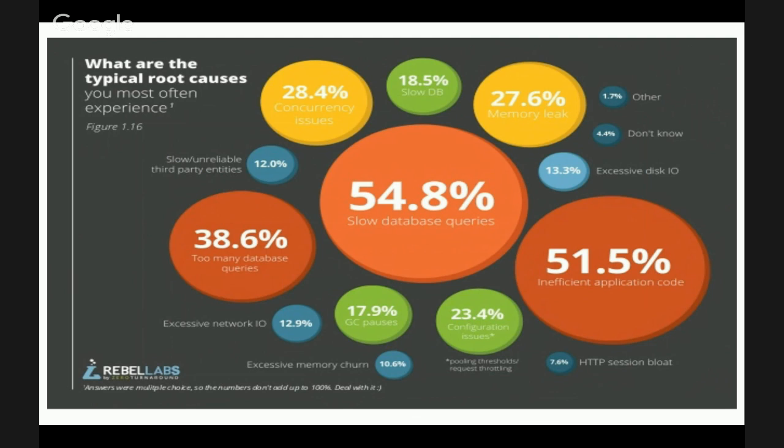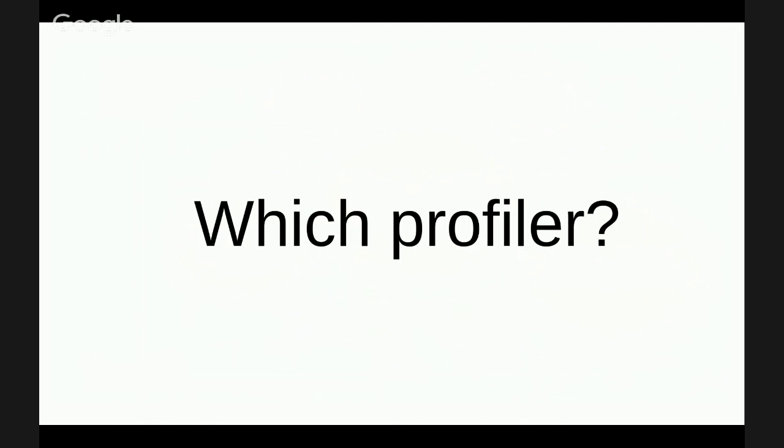You'll need to look at OS stats. There's a myriad of tabs in different profilers to investigate different aspects of applications. But if you look at inefficient application code, then profilers and CPU profiling is probably the right way to go. Which profiler should we use?